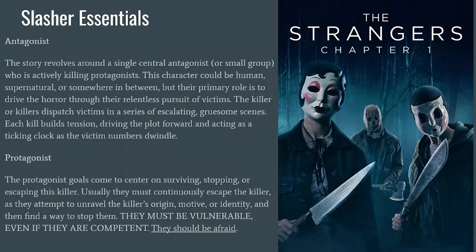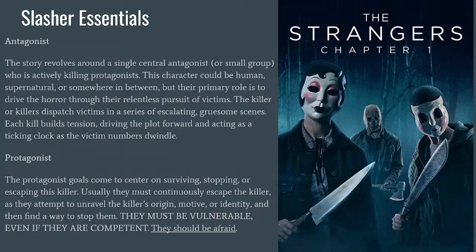Okay, protagonist. The protagonist's goal is going to be surviving, stopping, or escaping the killer. If your protagonist is doing something else besides those things, it's probably not a slasher. Usually they have to continuously escape the killer as they attempt to go from clue to clue, so that if we're in a mystery-style plot, they'll be following a chain of clues to unravel the origins, methods, motives, strategies, whatever it is. How do we beat this guy? How do we get the 3 gemstones that we need to combine together? Whatever it is.